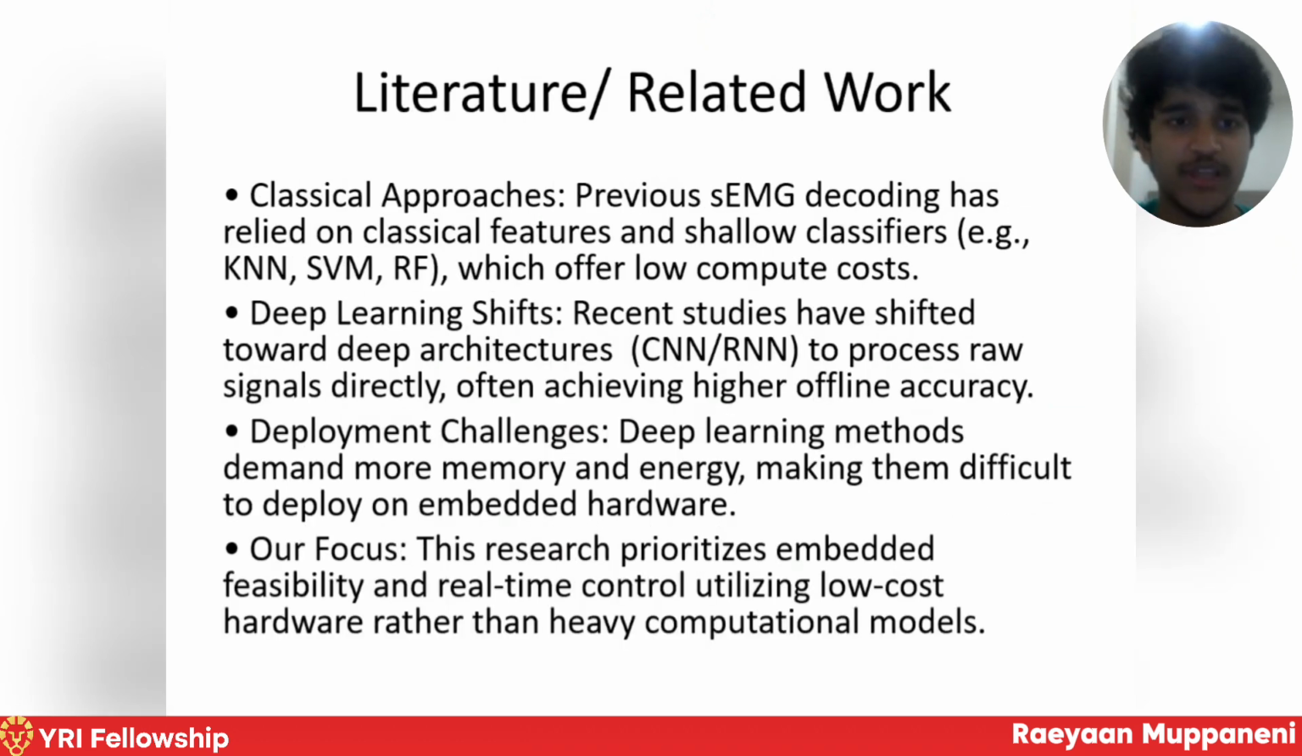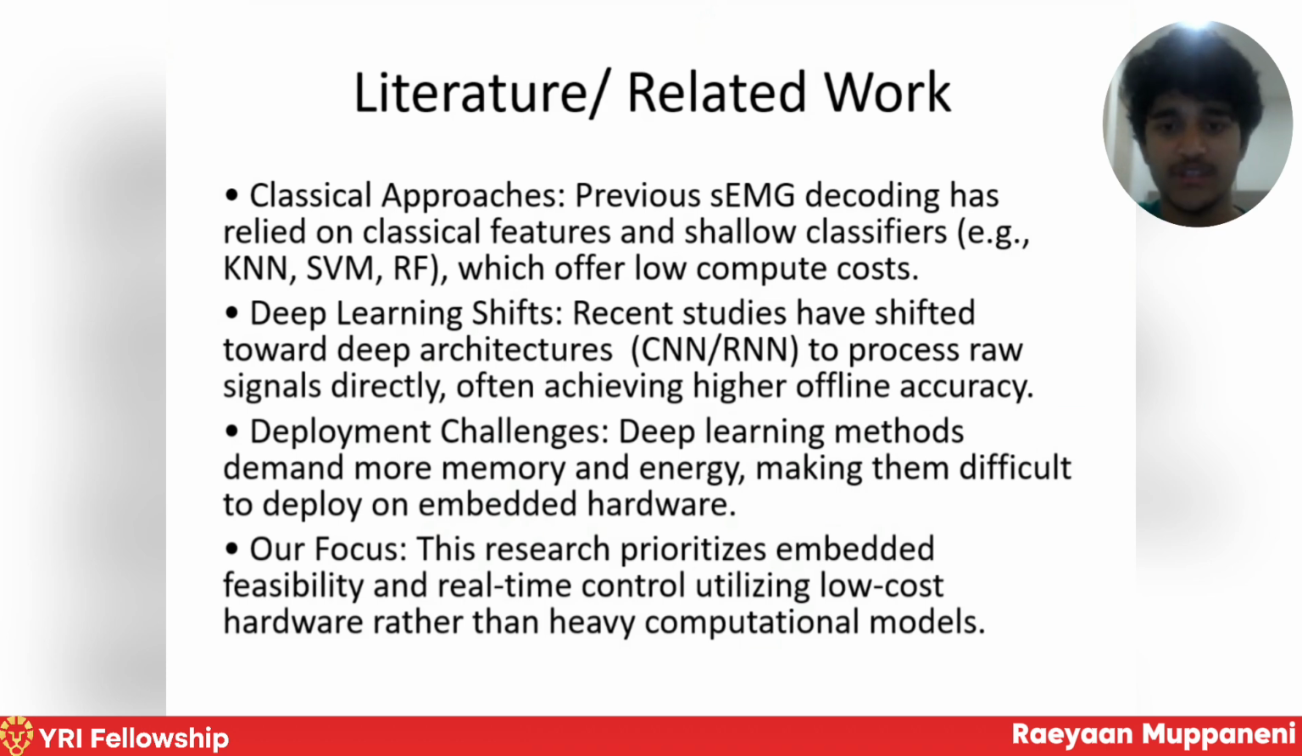Now, going on to the related work, classical approaches to previous surface EMG decoding have relied on more classical features and shallow classifiers, such as KNN, SVM, and random forest, which offer low computational costs. However, more recent studies have shifted towards deep architectures like CNN and RNN, which process the raw signals directly and often achieve a higher accuracy.